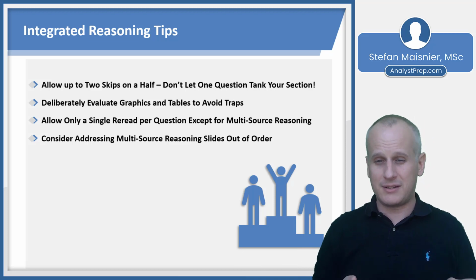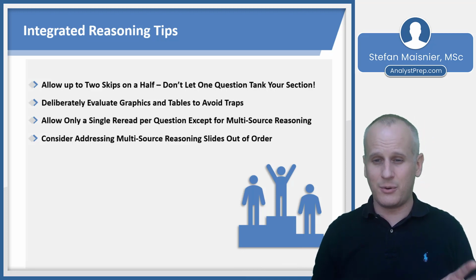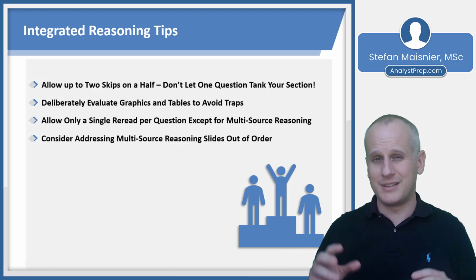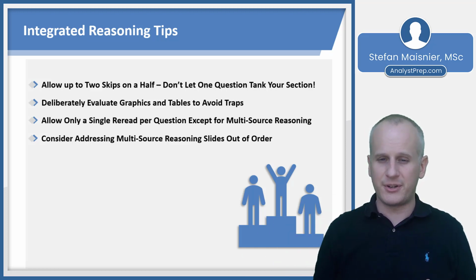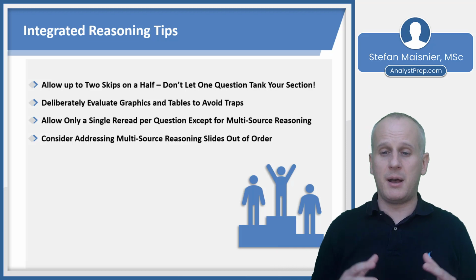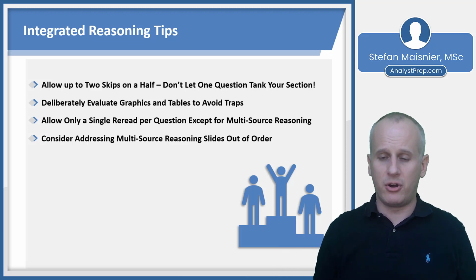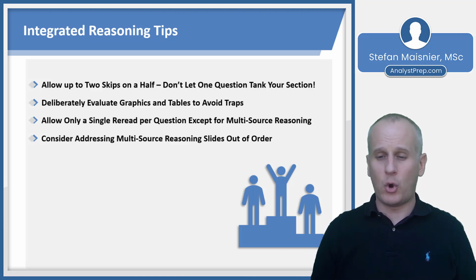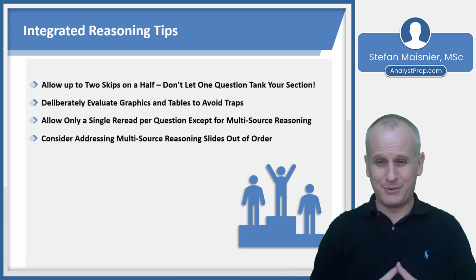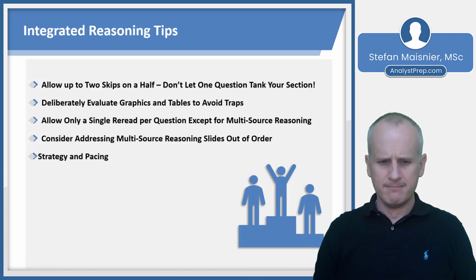And if the tab 2 question was the second question of the set and the tab 3 question was the third question of the set, you can then return to the first question of the set, which might be about the slides overall and all 3 of the tabs. So consider addressing those multi-source reasonings out of order, because you'll not waste time just reading everything comprehensively and trying to take notes about all of the different details.